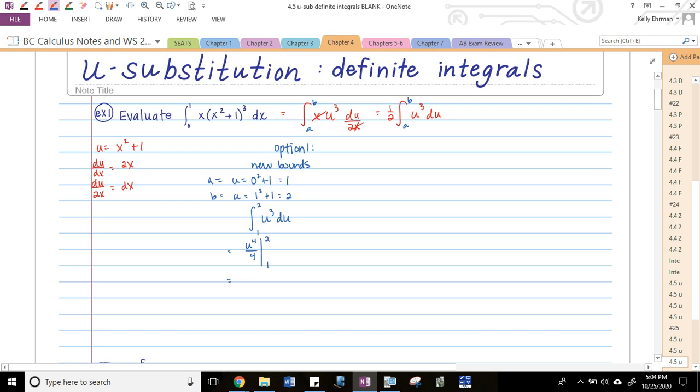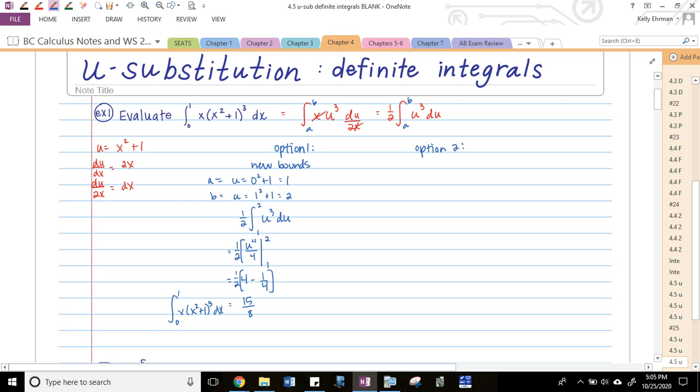2 to the fourth is 16, divided by 4 is 4, minus 1/4. And oops, I dropped a 1/2. Sorry. There's a 1/2 there. So this is 15/4 times a half, so 15/8. Now, that is still the integral from 0 to 1 of x times (x squared plus 1) cubed dx. That area is 15/8.